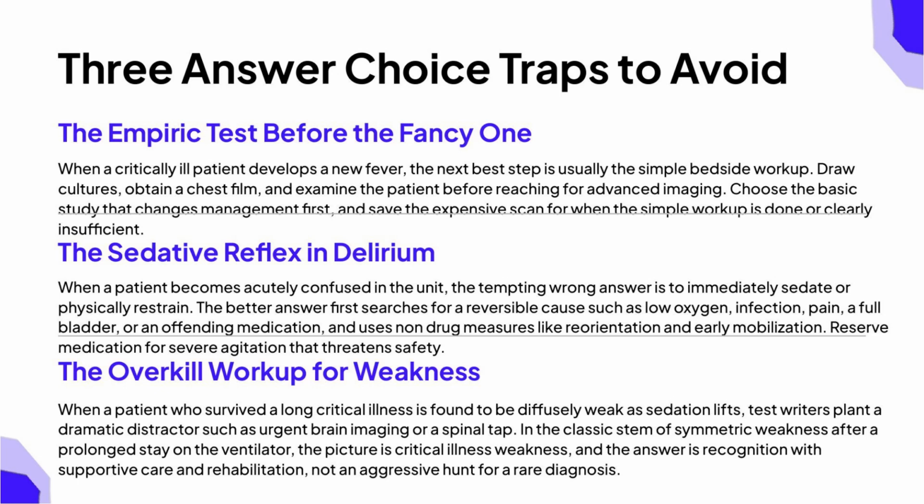The second trap is the sedative reflex in delirium, where the tempting wrong answer is to immediately sedate or restrain instead of searching for a reversible cause and using non-drug measures first. The third trap is the overkill workup for weakness, where the stem of a patient who is weak after a long stay tempts you toward urgent brain imaging or a spinal tap, when the answer is simply to recognize critical illness weakness and support the patient. Keep these 3 traps in mind and the questions become much easier.